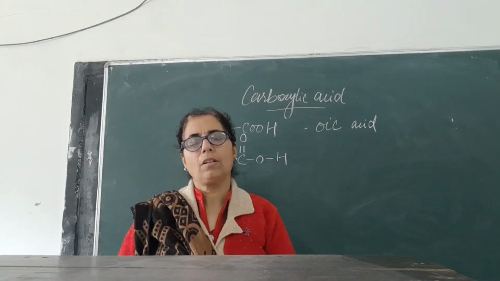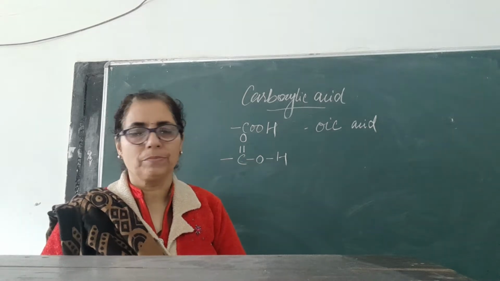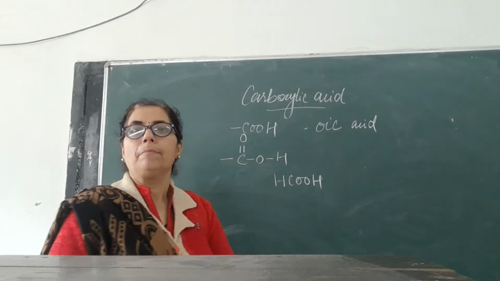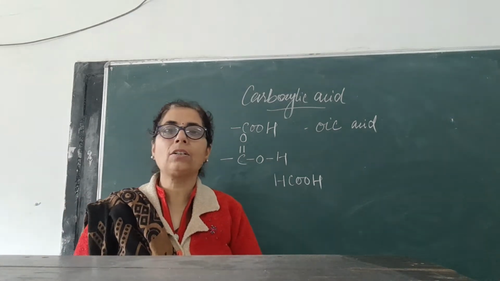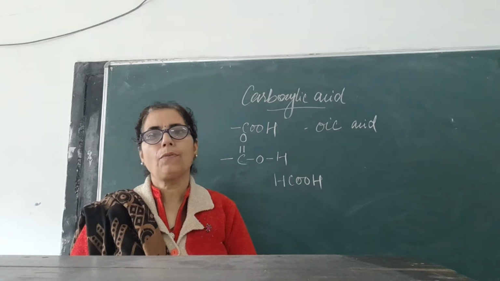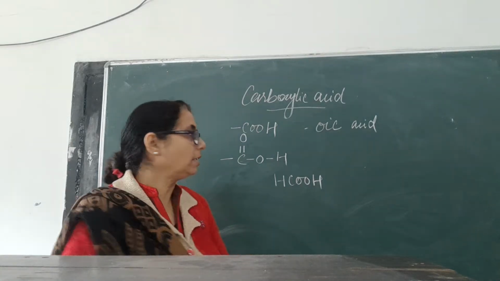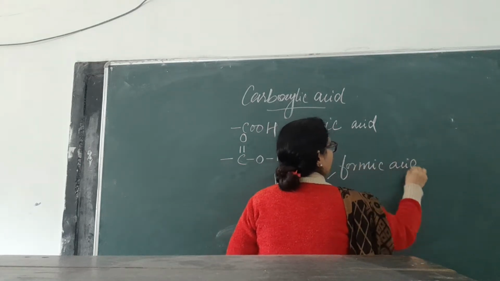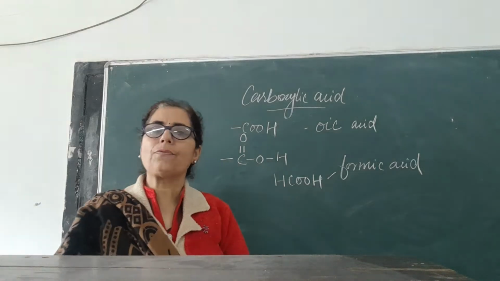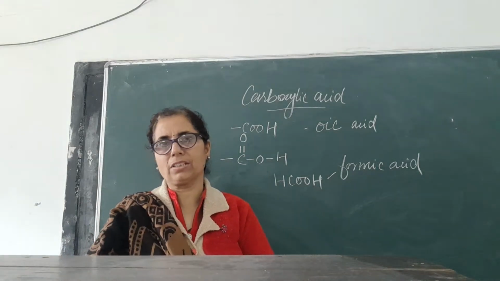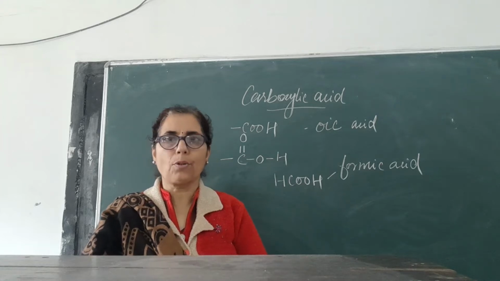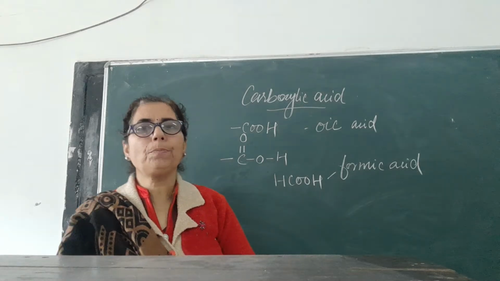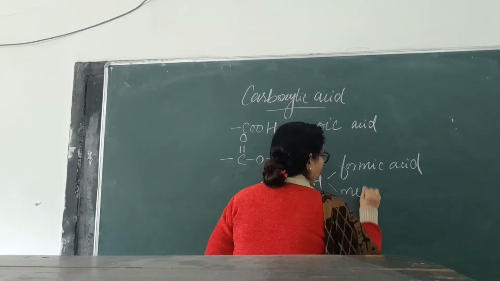Now the first member of this carboxylic group is HCOOH, that is methanoic acid, or in common language we call it formic acid. This acid is found in the red ants that you see in your garden. That means it contains formic acid.